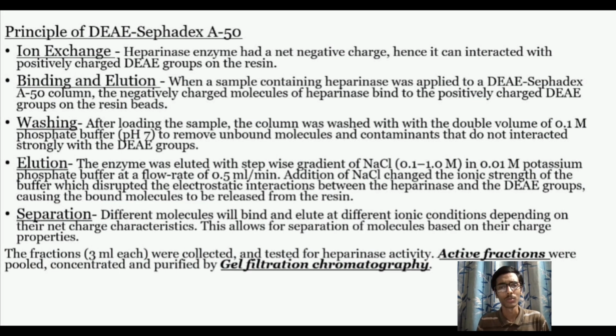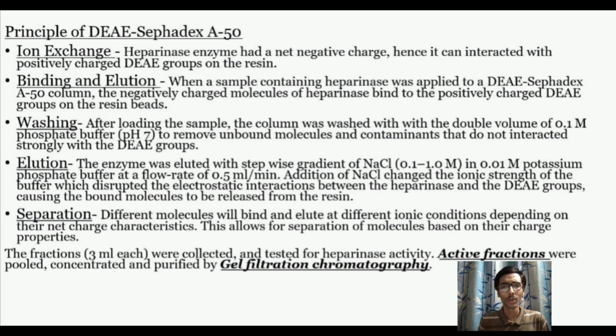Fourth, elution. Elution of the target molecules is done by adding a stepwise gradient of NaCl in the range of 0.1 to 1 molar in 0.01 molar phosphate buffer solution. Addition of the NaCl changes the ionic strength of the buffer, which disrupts the electrostatic interaction between the diethylaminoethyl groups and the negatively charged molecules such as heparinase.